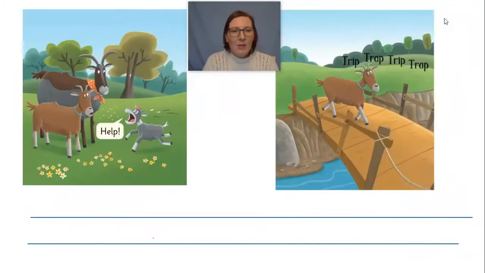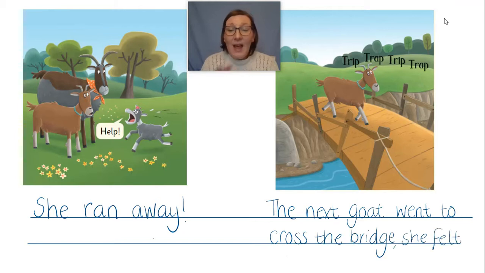Okay, let's move on. Did the troll let that little goat cross? No, he did not. He said, go away. Oi, you cannot cross my river. And the little goat ran away. She was scared. She ran away. And then the next goat went to cross the bridge.